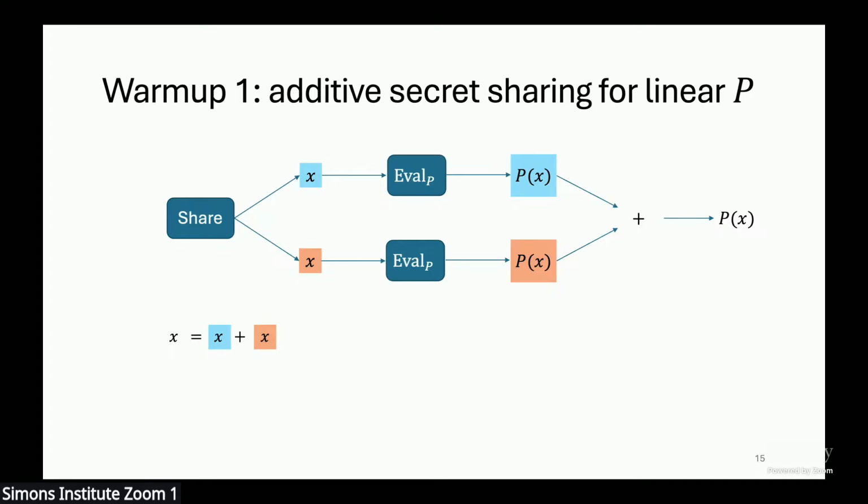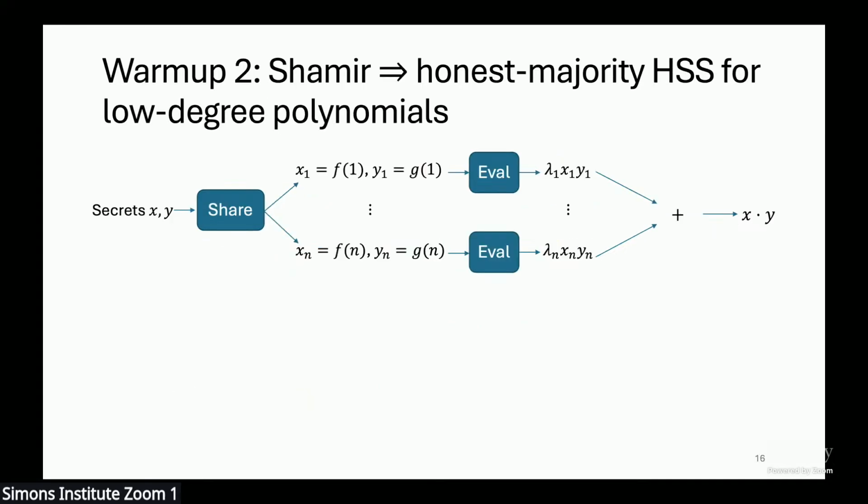Okay, so just as a quick warm-up, if you have additive secret sharing, of course, additive secret sharing is linear, so now you can just evaluate linear functions on additive shares, and you get HSS for any linear function. Very straightforward.